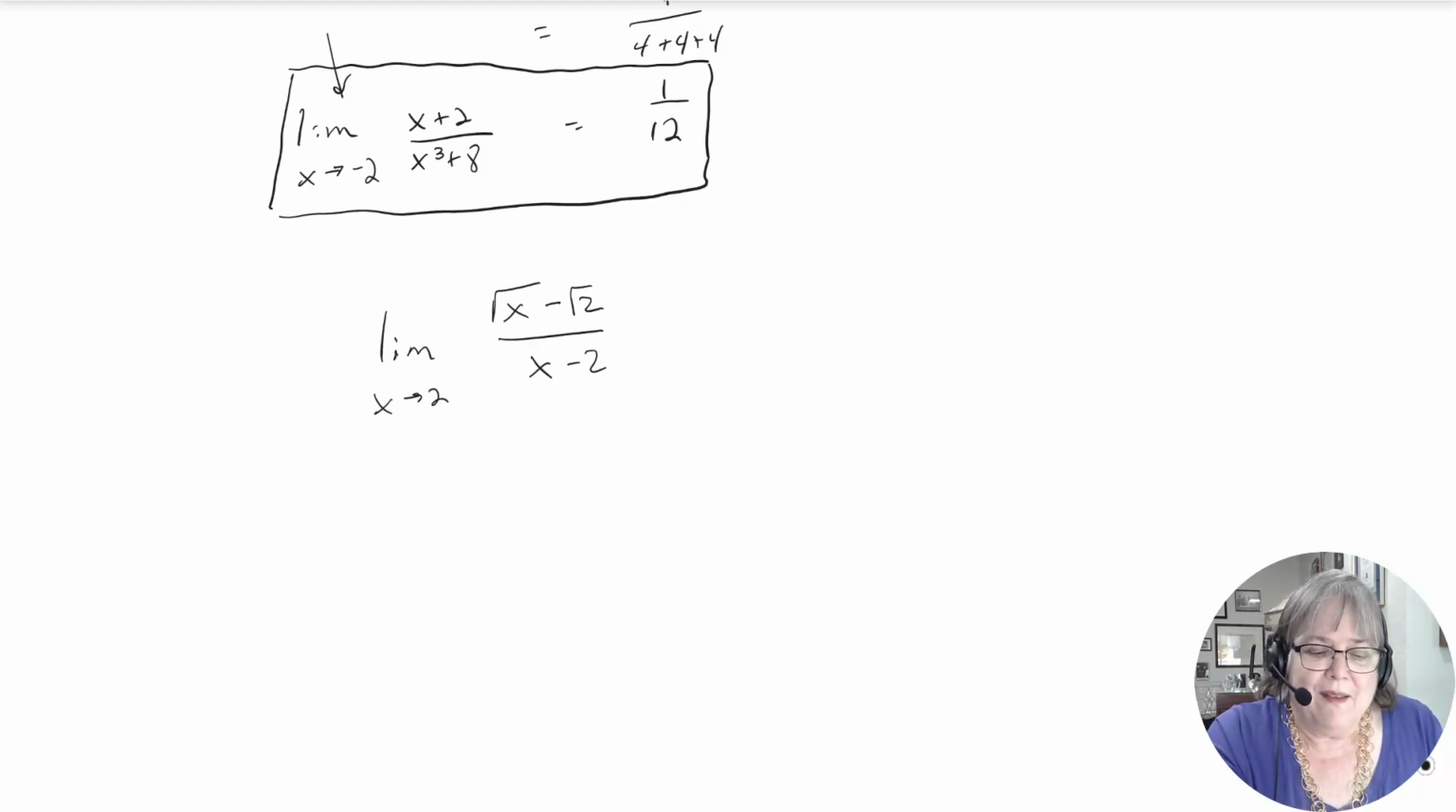Okay, so you look at this and say, okay, this has square roots in it, and it does look like the square root of x minus the square root of 2 is sort of related to x minus 2, which it is. So you multiply this by its conjugate, and let's see what happens.